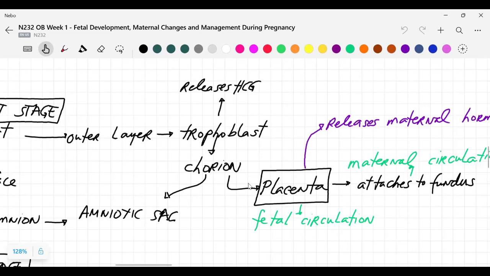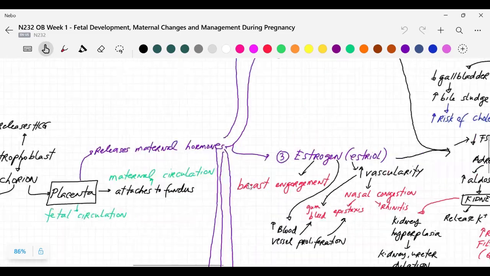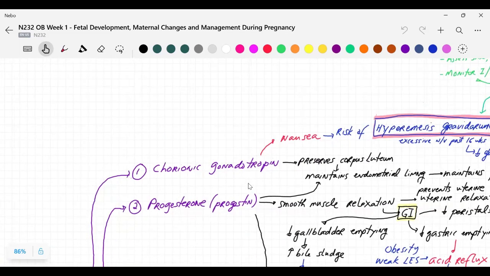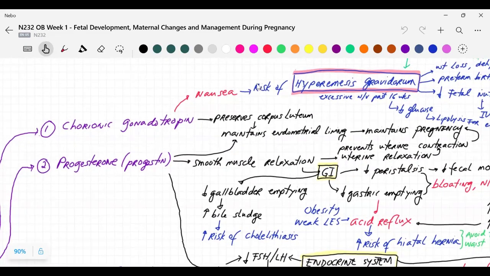Now, once the placenta is fully formed, that takes over the function of the trophoblast. There's no more trophoblast because it has matured into the placenta, right? So now the placenta releases the HCG. Okay, so that's one of the hormones that is released. So the function of the HCG or the chorionic gonadotropin is it preserves the corpus luteum. So basically the shell of the egg, the embryo, right? And that maintains the endometrial lining. The endometrial lining is the inside of the uterus. That's the inside wall of the uterus.